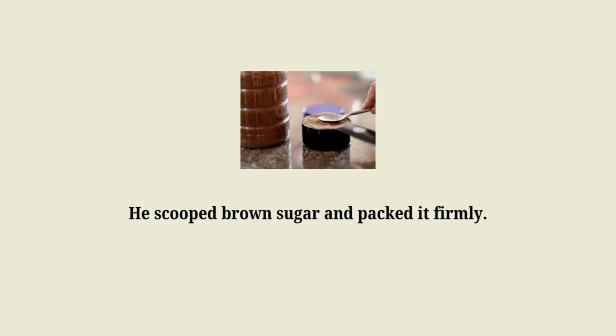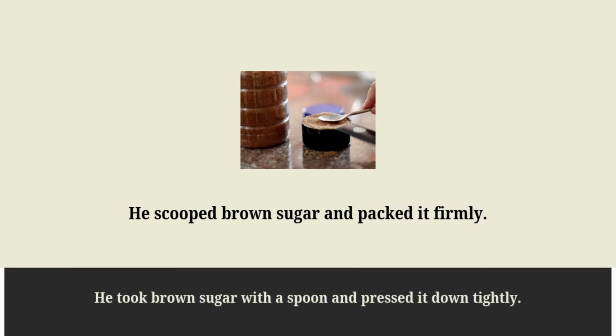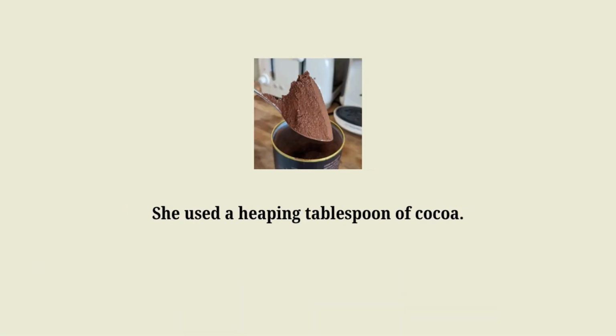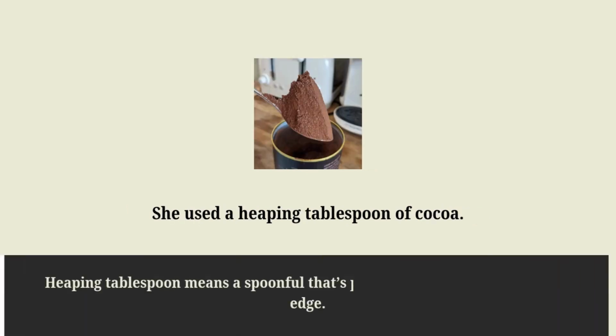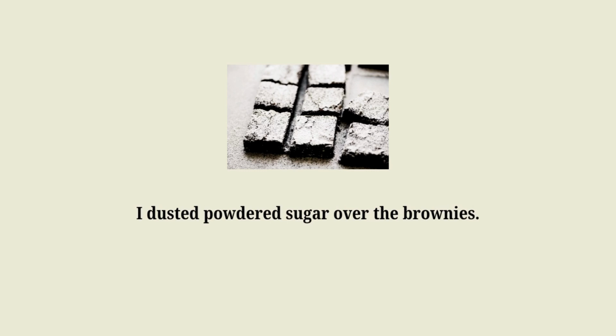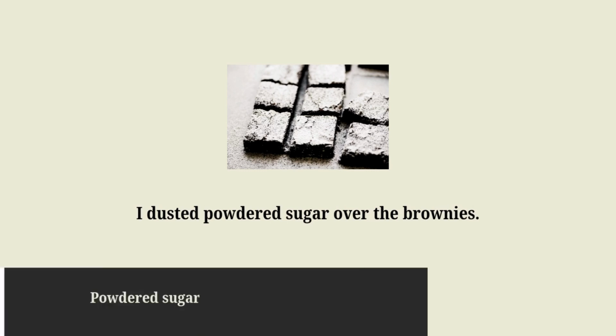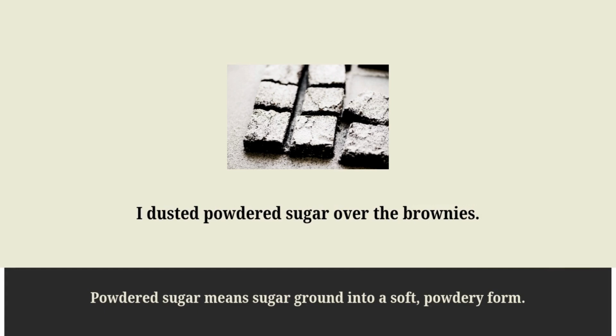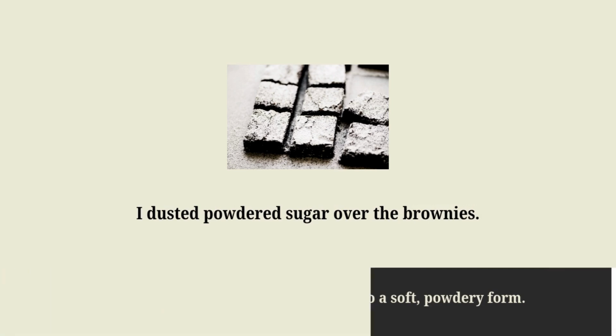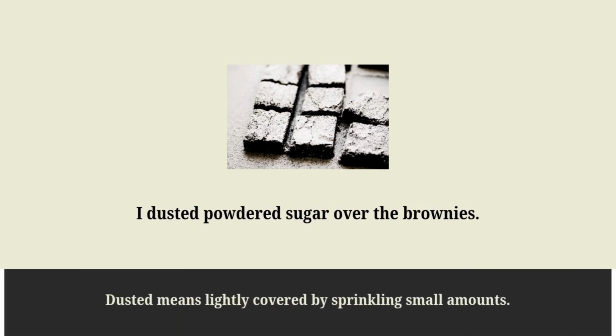He scooped brown sugar and packed it firmly, means he took brown sugar with a spoon and pressed it down tightly. She used a heaping tablespoon of cocoa. Heaping tablespoon means a spoonful that's piled up higher than the spoon's edge. I dusted powdered sugar over the brownies. Powdered sugar means sugar ground into a soft, powdery form. And dusted means lightly covered by sprinkling small amounts.